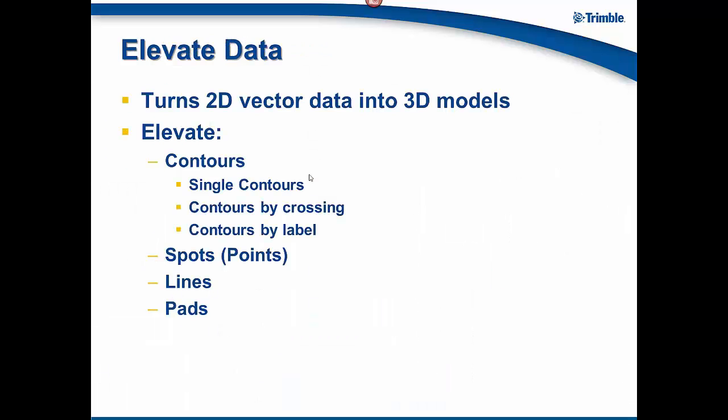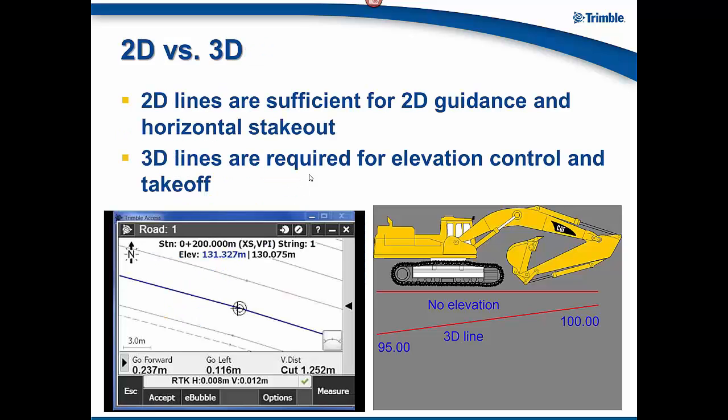Next, once you have standardized and cleaned up your drawing, now you can elevate your data. So this turns 2D vector data into 3D models, so you can elevate any CAD objects from contours, points, lines, and polygons. What is the reason why you want to do that?